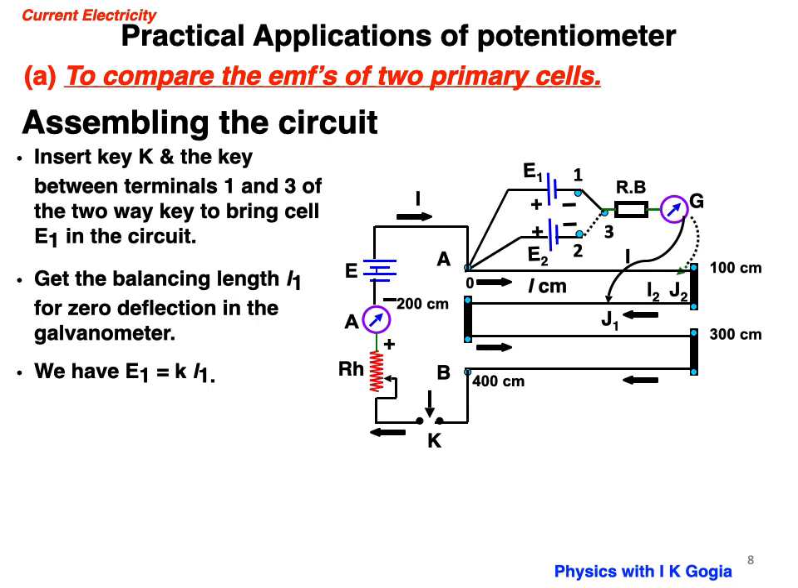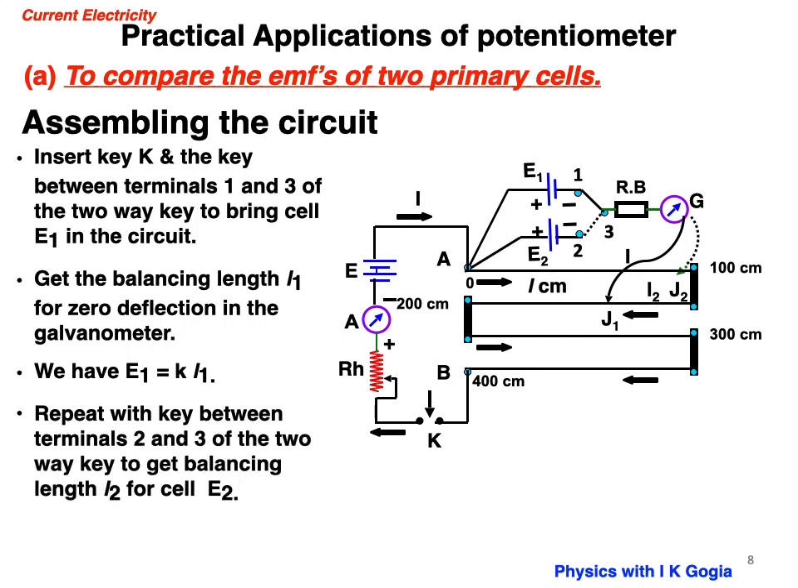Now we remove the key between 1 and 3 and insert it between 2 and 3 so that the cell E2 comes in the circuit. Again repeat the experiment process to get the balancing length L2 for the cell E2. We have E2 is equal to KL2. Dividing the two equations, we get E1 by E2 equal to L1 by L2.